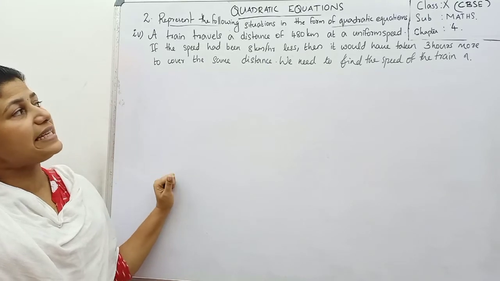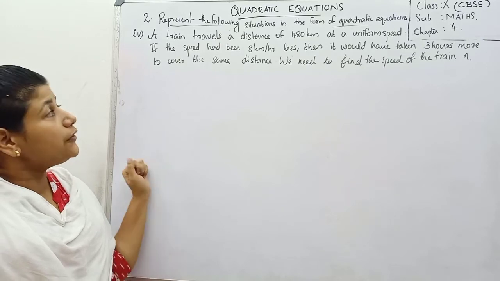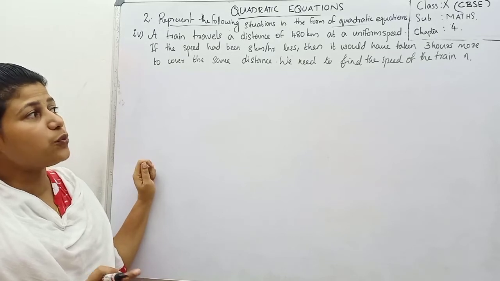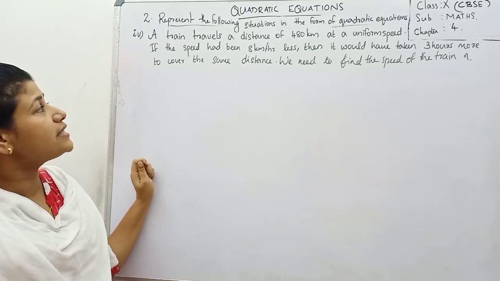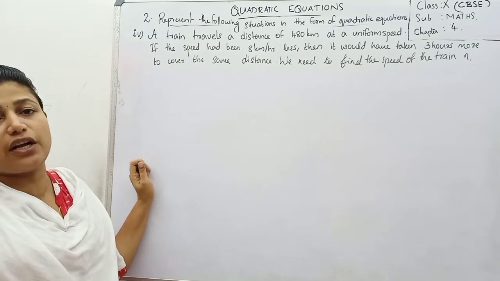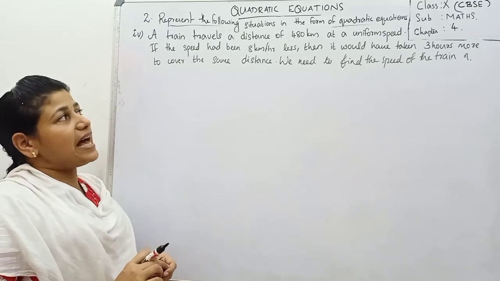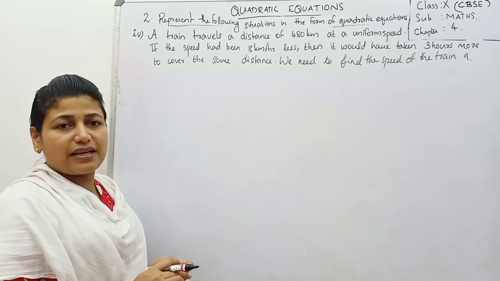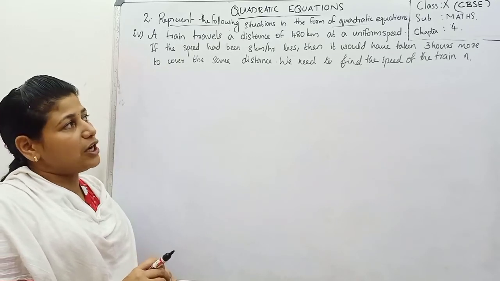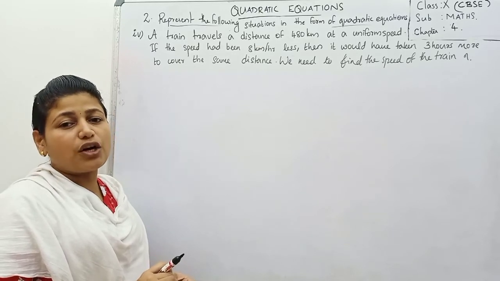A train travels a distance of 480 km at a uniform speed. If the speed had been 8 km per hour less, then it would have taken 3 hours more to cover the same distance. We need to find the speed of the train. So in this question it is given that a train is travelling a distance of 480 kilometers. Total distance travelled by that train is 480 kilometers with a uniform speed. Okay, uniform speed. That means the speed is not changing.